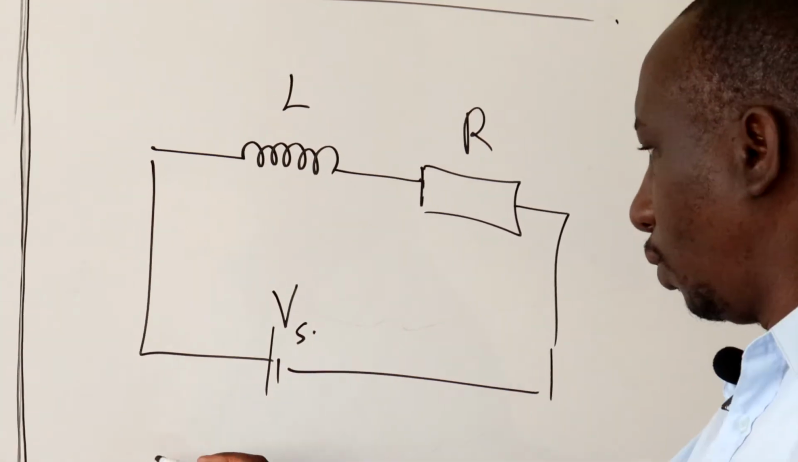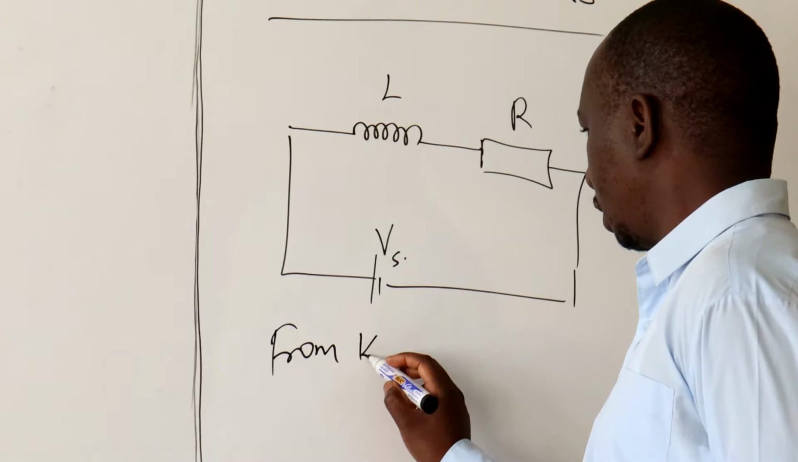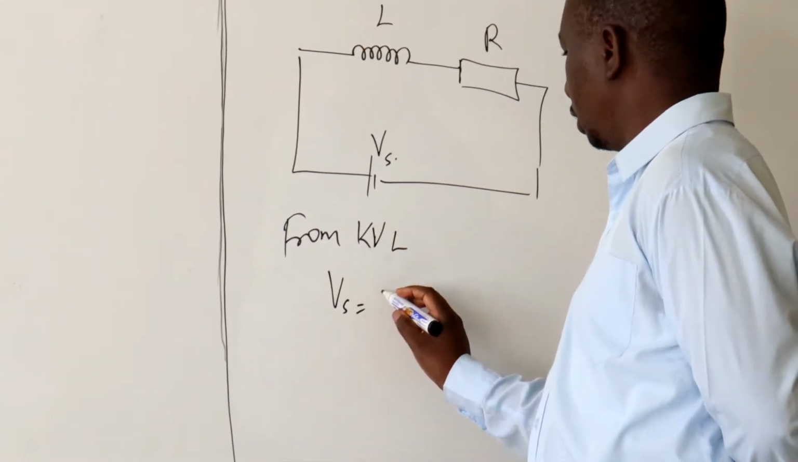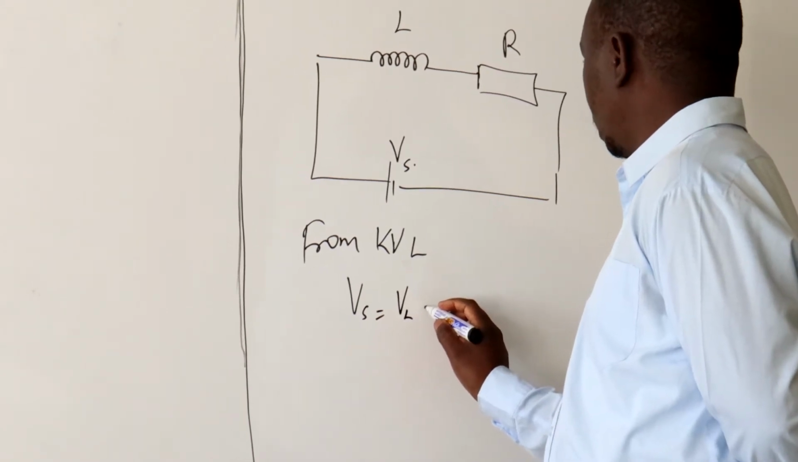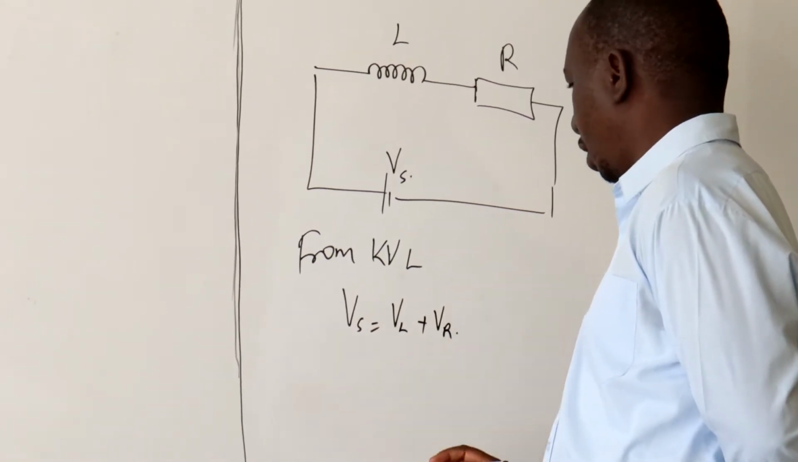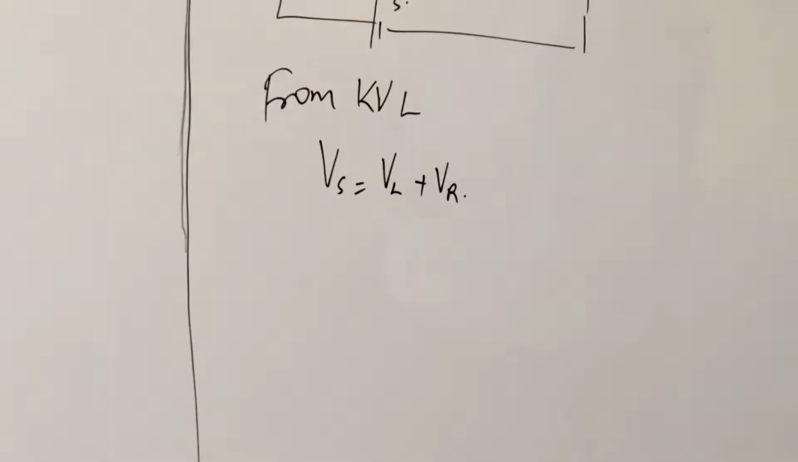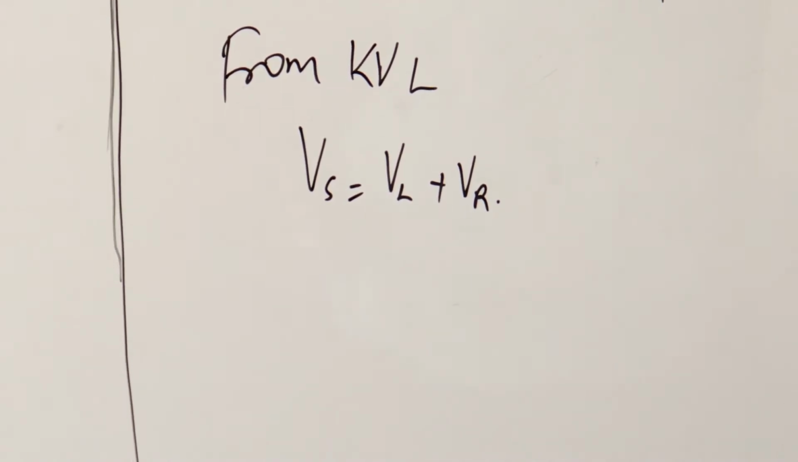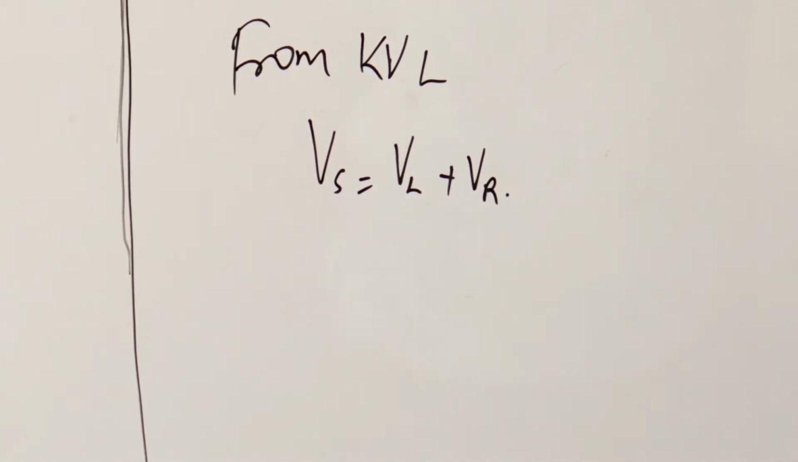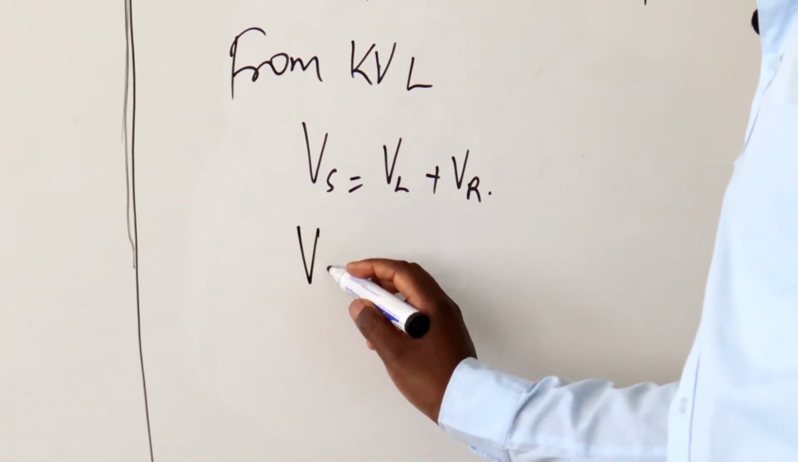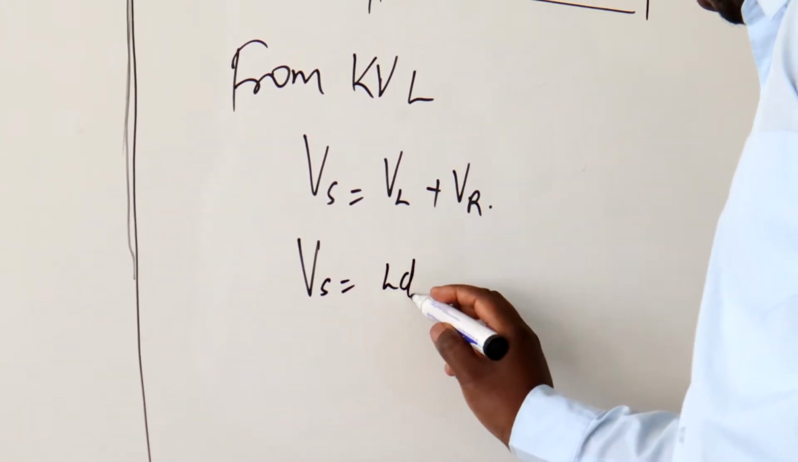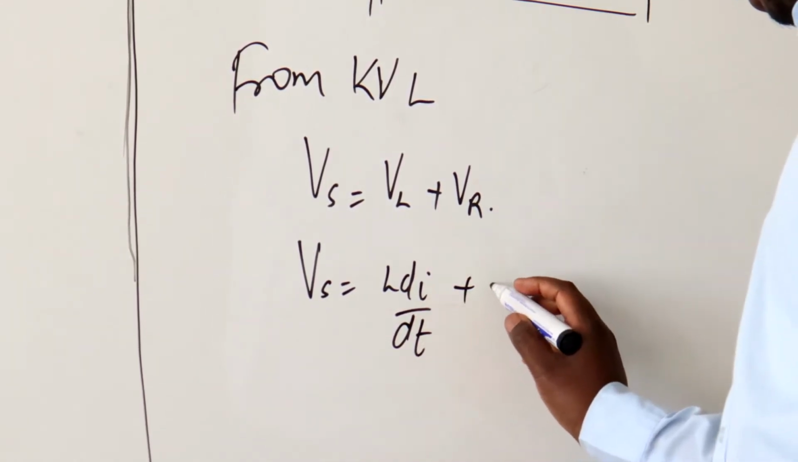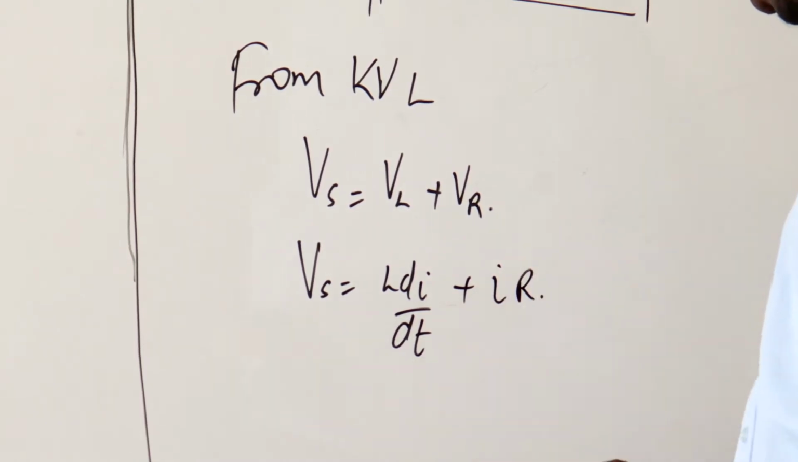So from Kirchhoff's voltage law, the Vs is supposed to be VL plus VR. And we know that VL is supposed to be L di/dt. So Vs is supposed to be L di/dt plus VR, and you also know that VR is supposed to be I times R.